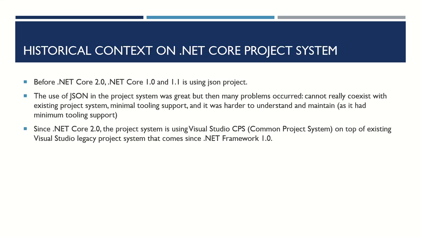The next one is the storage context I mentioned before. Before .NET Core 2.0, versions 1.0 and 1.1 used JSON project files. Using JSON in the project system was great, but many problems occurred. The initial idea of the Visual Studio project system is using XML, therefore this JSON project cannot really coexist with the existing project system because you have to add additional layers to provide the tooling support. Therefore, it is also harder to understand and to maintain.